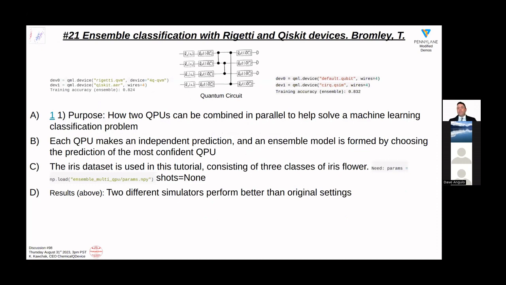This one is very interesting. Okay, so this is called Ensemble Classification. Now, what Ensemble Classification does, and you can see they used a Rigetti simulator, they used a Qiskit simulator, and you get values on how well you run them separately, and then you get values of how each of them do, and then you have an ensemble model.